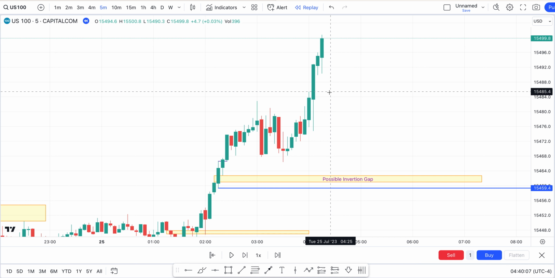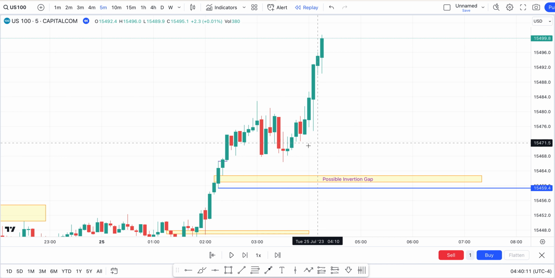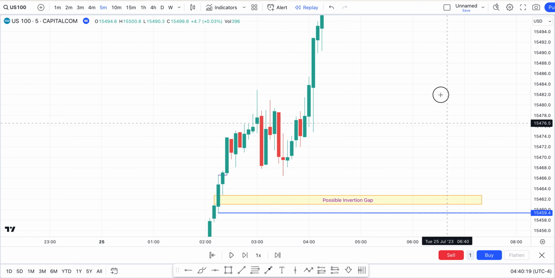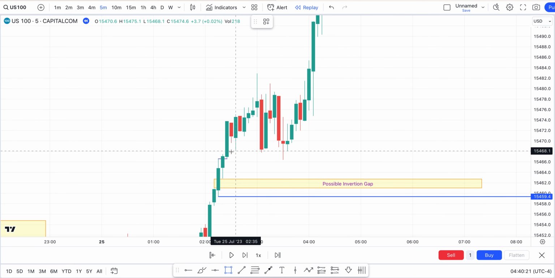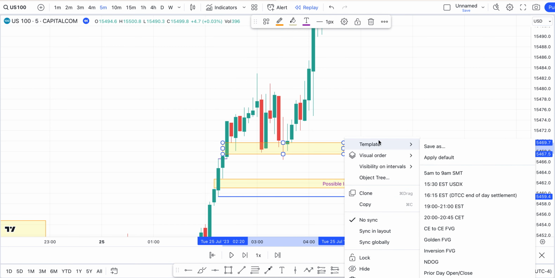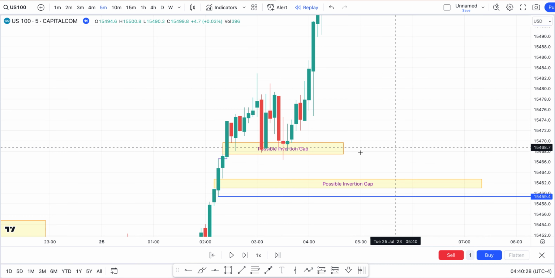So we've got another fair value gap. Nothing else in this range. Here's another one. This low hasn't been broken. So this is possible inversion fair value gap.